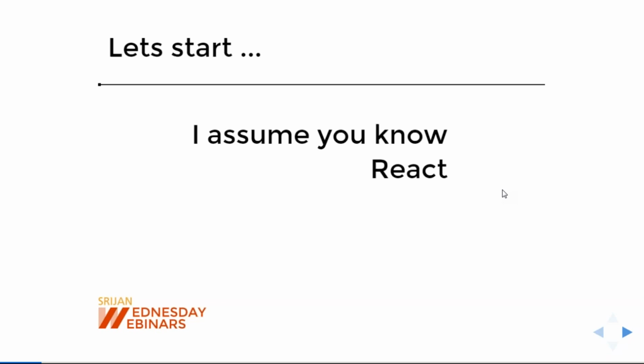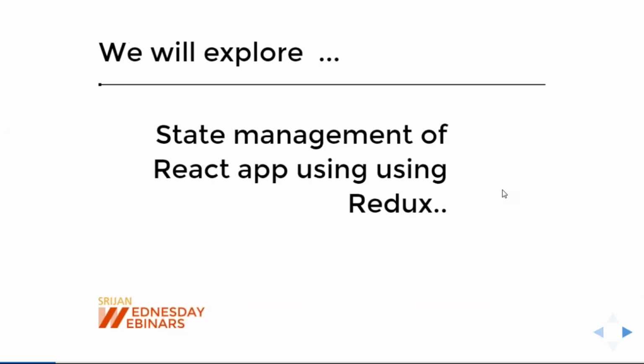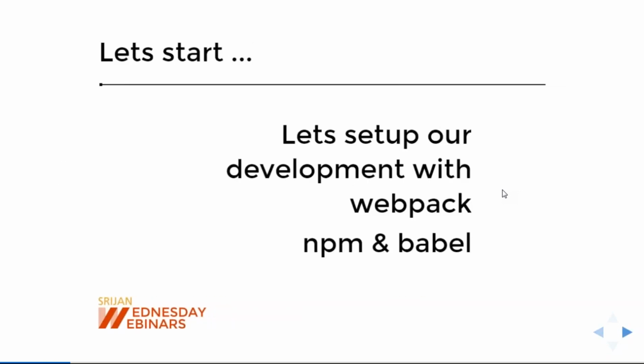Now, in production applications, when you are writing your React application, how can you manage the state of your application, which is global, using Redux? So first of all, we are going to explore state management of the React app using Redux. And let's start by doing a setup.